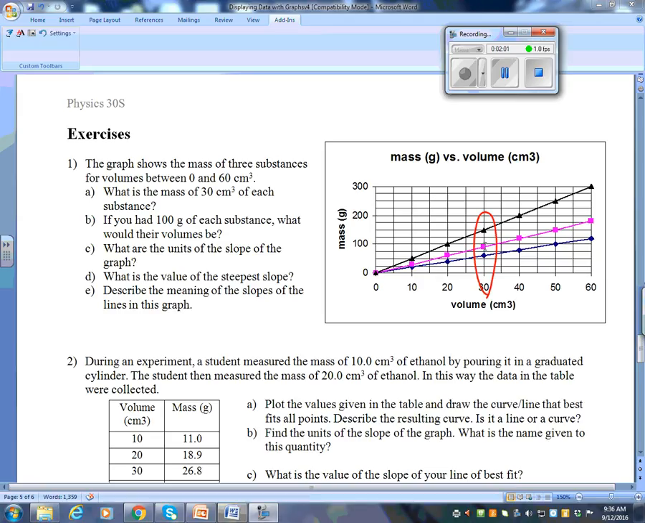This one here looks like it's just under 100. So 95 maybe, Grayson. This one here looks like about 150. Something like that. Okay? Now, if you had 100 grams of each substance, what would their volumes be? So now we go at 100 here, and we go across, right? So it would be 20, 35, and 50.